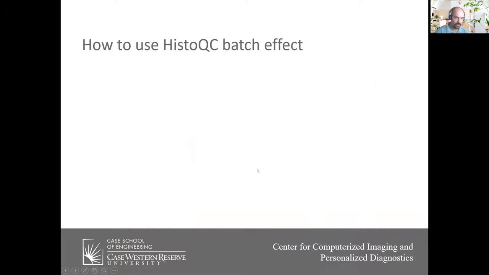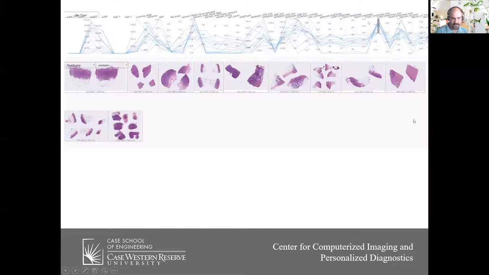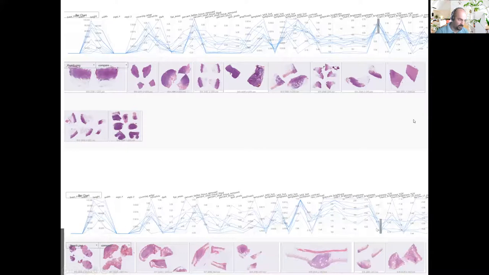We can also use HistoQC to identify batch effects. We can simply look visually at any axis. We can draw a line and say, oh, there are a bunch of slides above and a bunch of slides below, and this kind of indicates that something might have taken place. So a concrete example: we're looking at the top of this particular metric and we see all of these images are kind of dark. Now we can look at the bottom of this metric. We can see all of these images are kind of light.